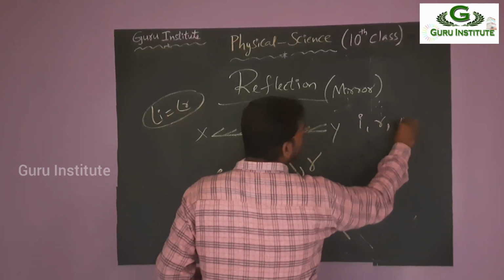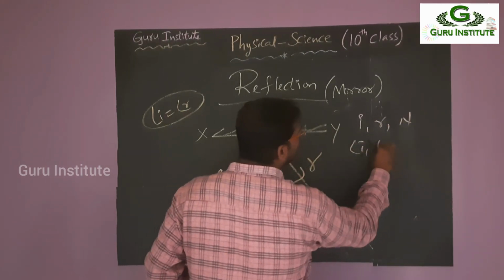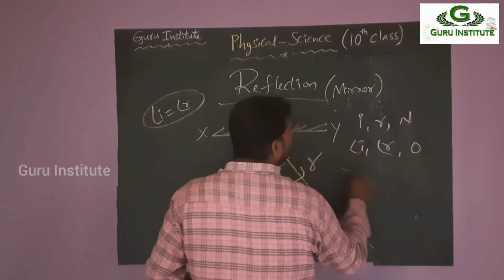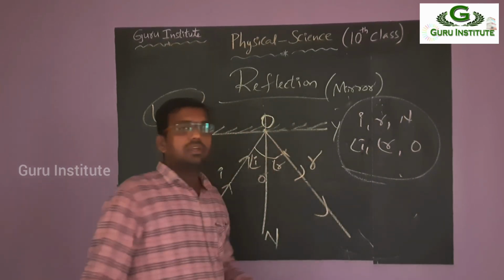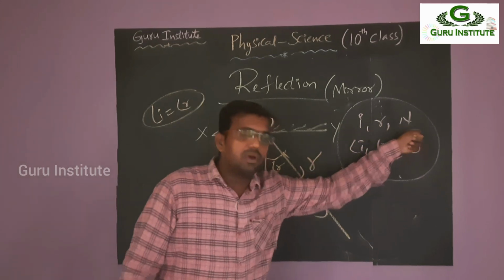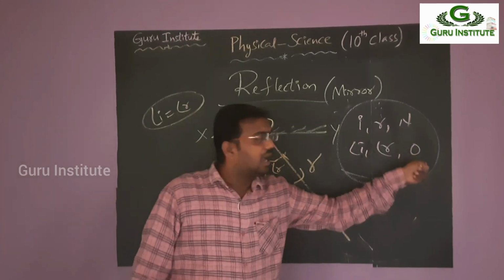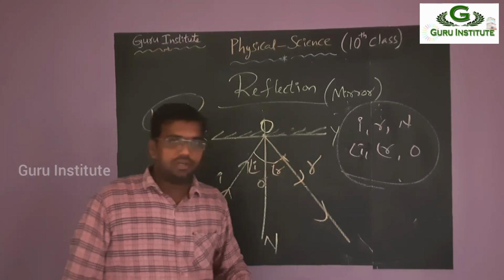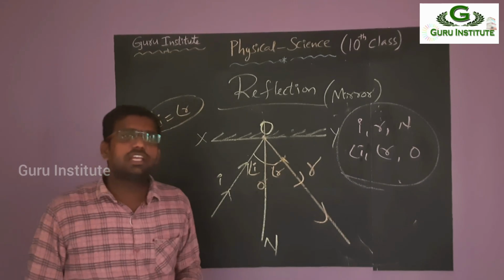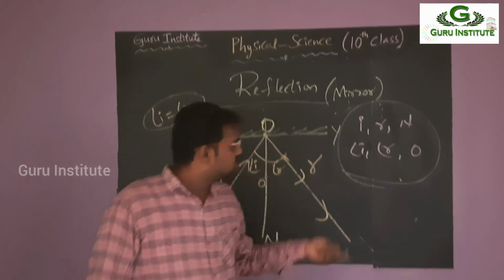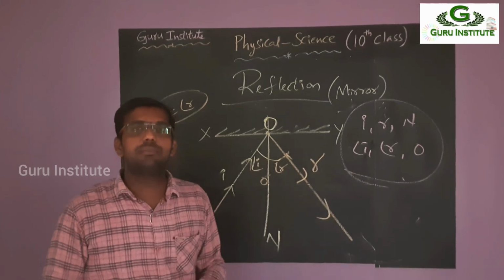The symbols we are using are I, R, N, angle i, angle r, O. Incident ray, reflected ray, normal, incident angle, reflected angle, and incident point. So from this we know that angle i equals angle r. All these lie in the same medium.